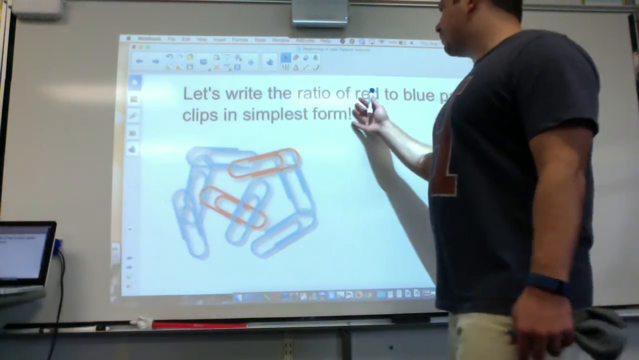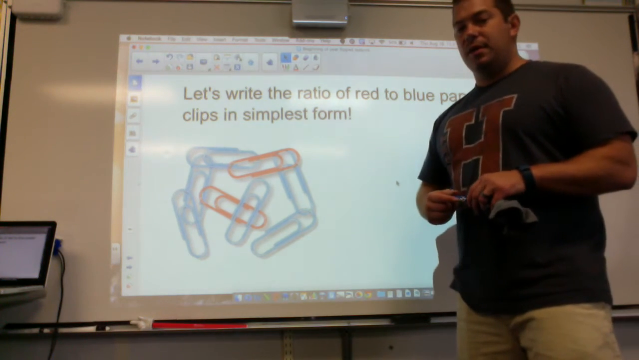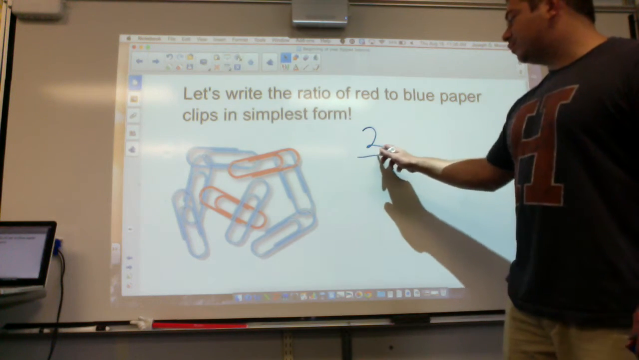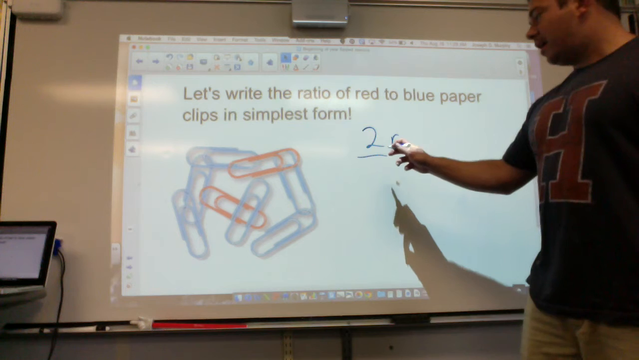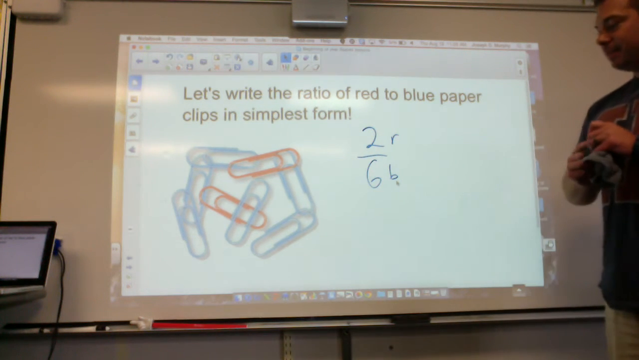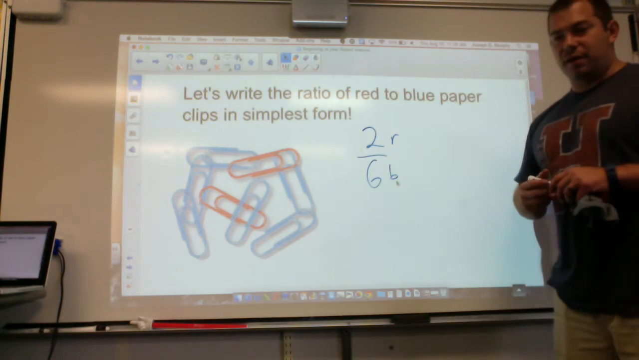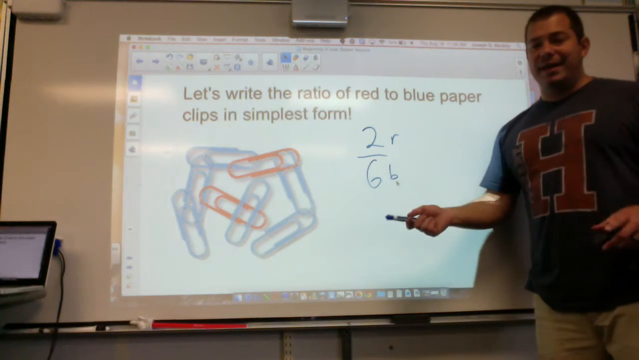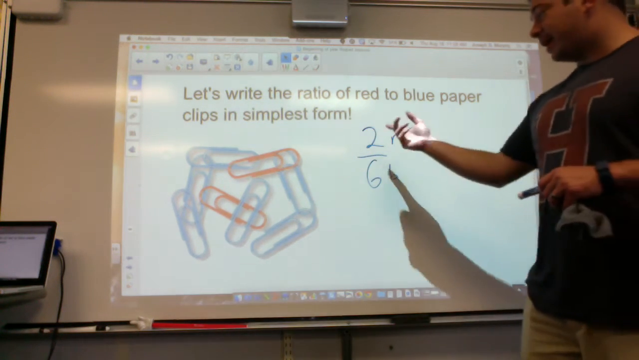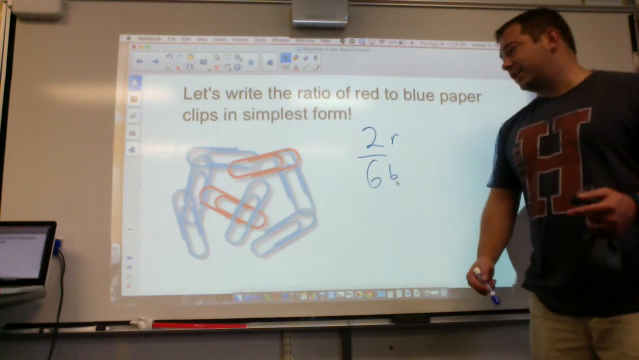So let's write the ratio of red to blue paper clips in simplest form. We're going to keep it with the fraction today, okay? So right here, for every 2 red, I'll give myself a little label, I have 6 blue. Simplest form just means reducing it. So you have to find the greatest common factor of your 2 numbers. And the greatest common factor of 2 and 6 is 2. That's why we worked on greatest common factor a lesson ago.